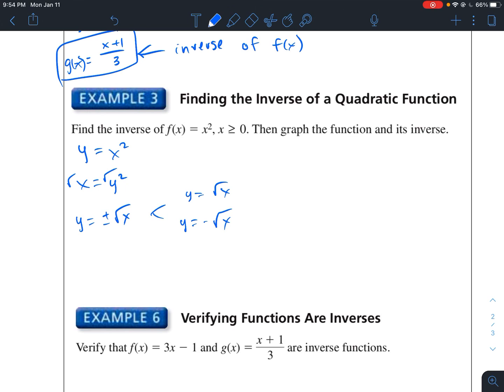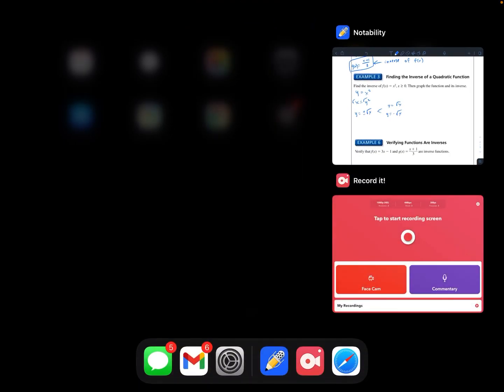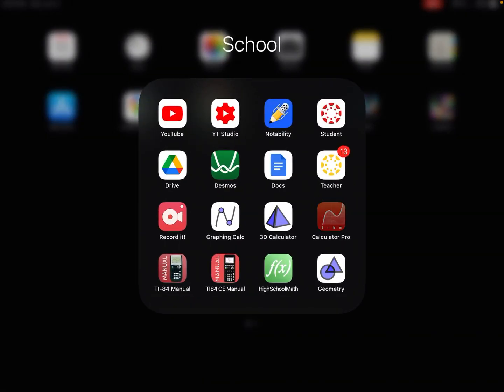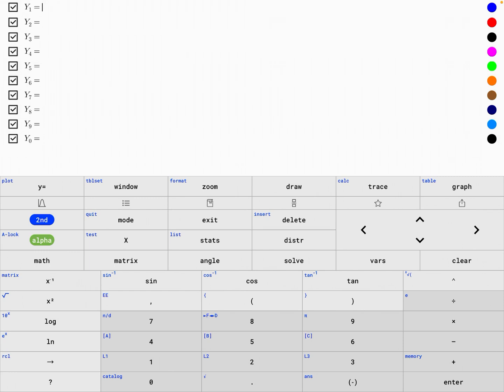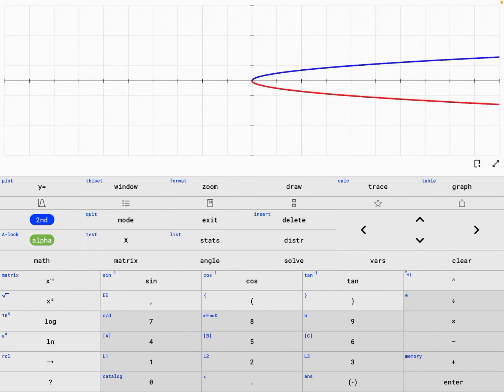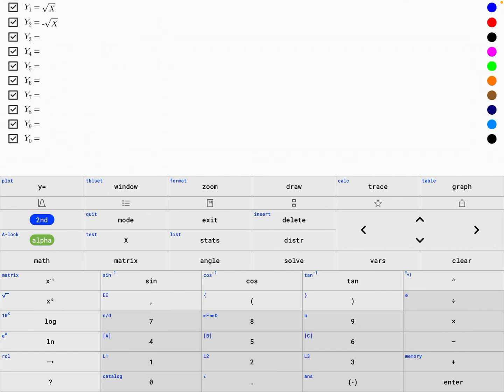Now, if we were to plug that into a graphing calculator, we'd get the square root of x and the negative square root of x. So there you go. So right there, that's what the inverse functions look like. Except for our case, we're actually just going to ignore this part right here and just keep it as the positive. Okay?